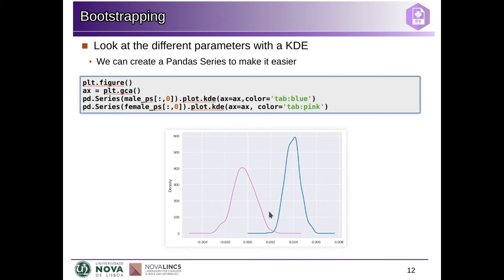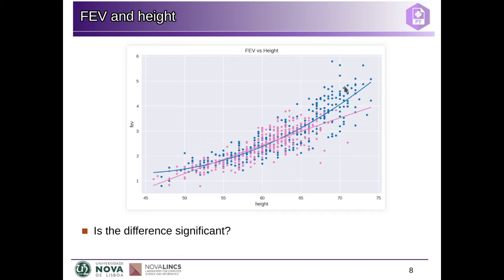So it's easy to see that they hardly intersect. So at least on the quadratic term here, so basically what is giving the curve this shape, there is an actual difference between the two groups.